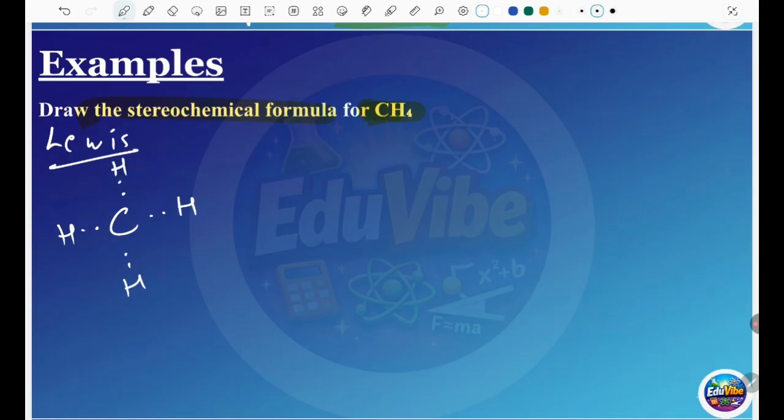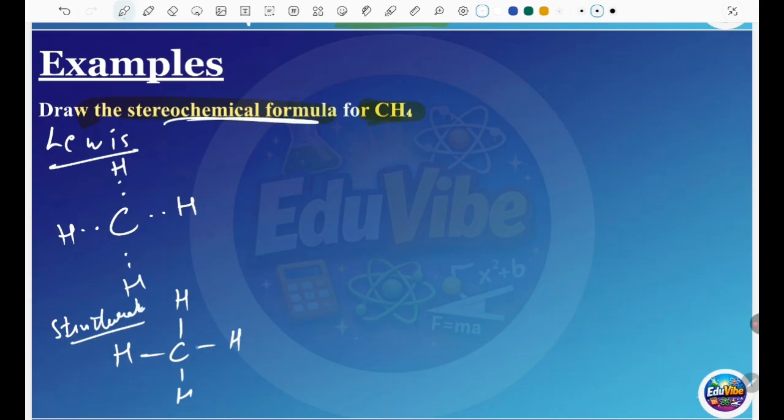If you want, you can make the structural formula too. The structural formula also looks like this. So this is your structural one. But basically you have to make the stereochemical formula. So C is in the center, and the center is denoted by A. The H atoms go like this. And you can see that none of the pairs are lone pairs, all the pairs are connected with one of the elements. So there are no lone pairs in this.